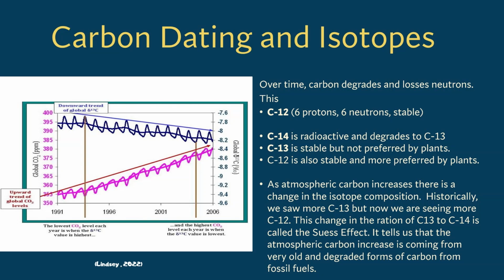Isotopes also tell us about climate change. The Suess effect shows us that rising carbon dioxide in the atmosphere comes from fossil fuels. Plants prefer carbon 12, so when we see more of it in the atmosphere, it's a fingerprint for human activity.